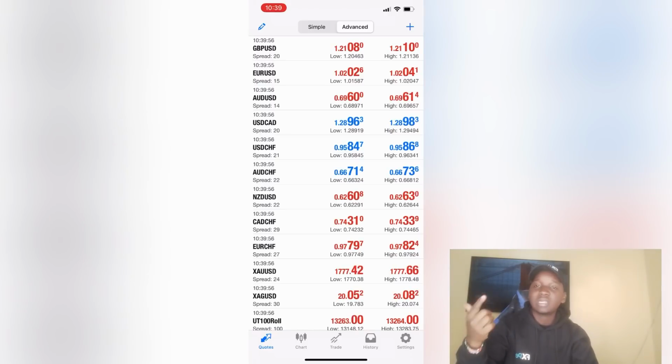We have also talked about XAGUSD, that is silver. We have talked about the stock indices, NAS 100, that is UT 100 roll. We have talked about US 30, that is US 30 roll. We have talked about German 30, that is DE 30 roll. We also talked about US 500, which is also known as SPX 500.